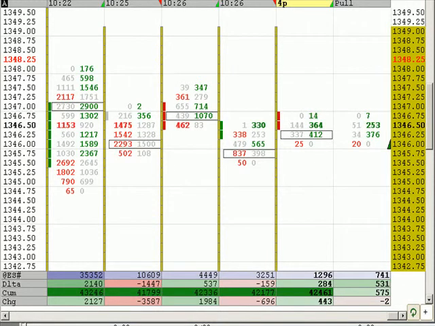The Globex is volatile, not volatile in the sense of any particular period, but just the range is wide because the volume is so sparse. That was my general feeling.